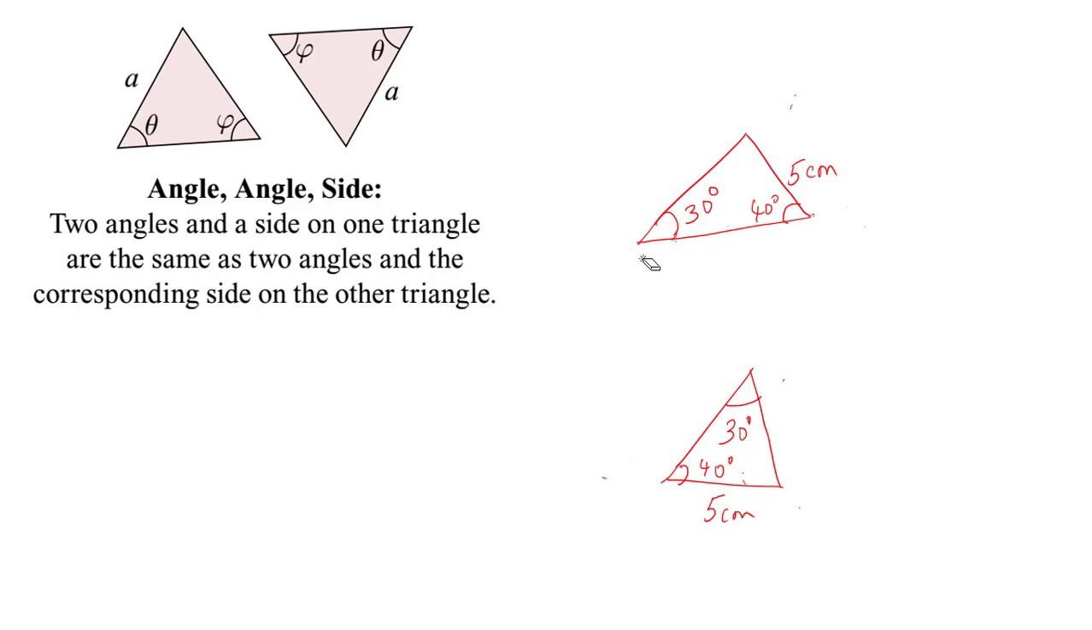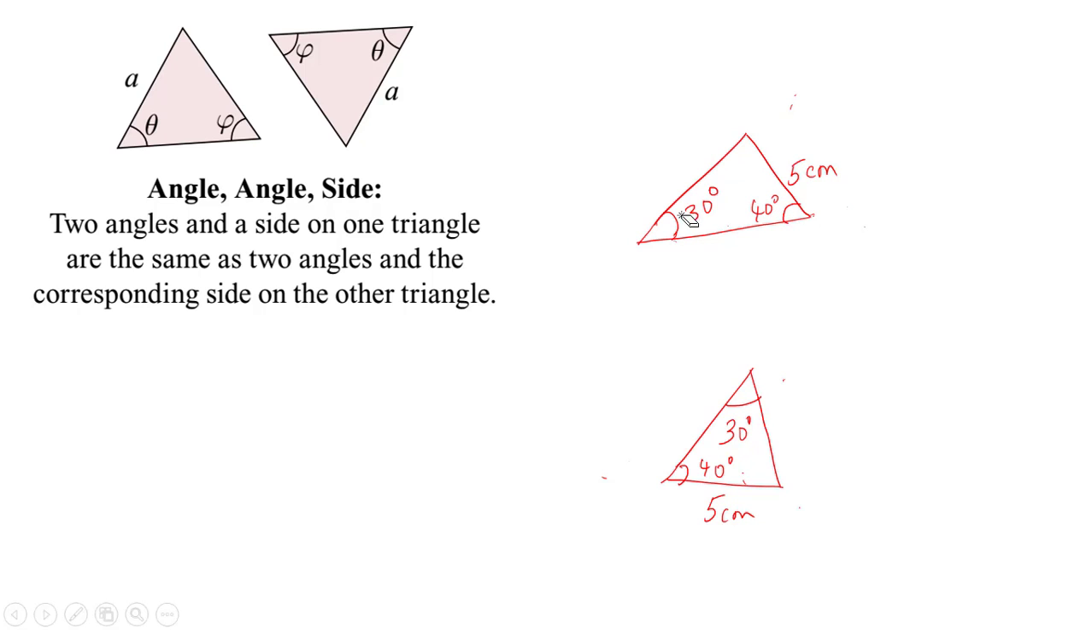So what are we talking about here? You've got two angles here, the 30 and the 40. You can see there's 30 and 40 here. And one side that is corresponding. So this 5 centimeters here corresponds with this 5 centimeters that is here. Okay. Right, so let's go over that again.